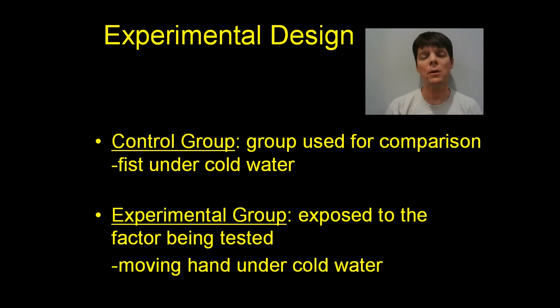The experimental group is going to simulate the other survival strategy, which is moving around to generate body heat. So here we're going to move our hand around while it's submerged in the water. So these are our two different trials. Again, in one trial, we have our hand submerged, closing it up in a fist, not moving it. In the other trial, we're going to have our hand under the water and we're going to be moving it around to try to generate body heat.